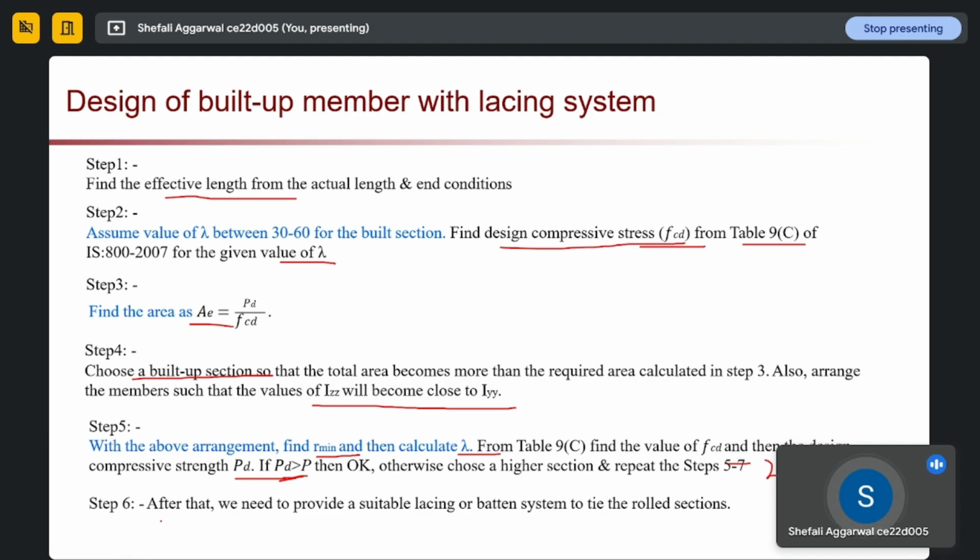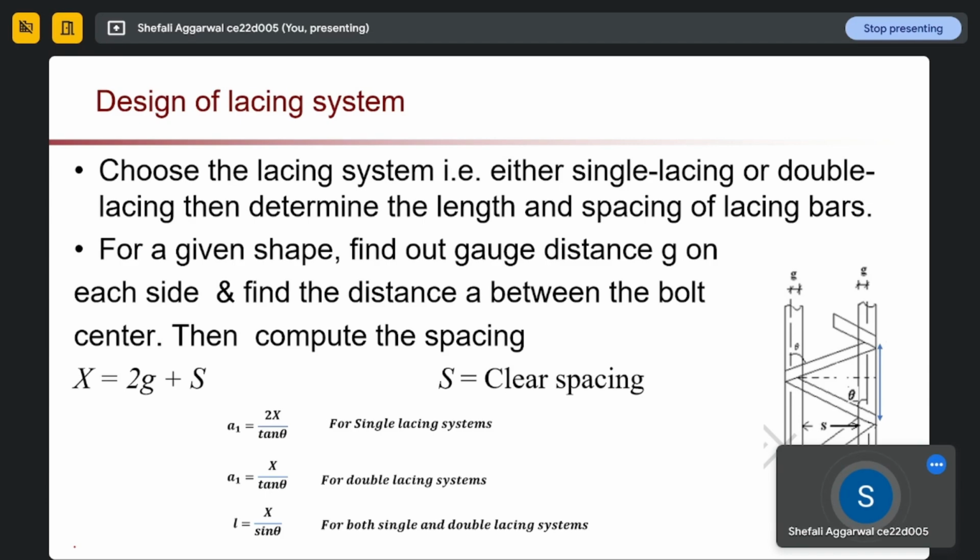Next, based on this, we will provide the lacing system. So next will be how to design a lacing system. For designing a lacing system, first we have designed our compression member for the lacing system. Second, we have to design the lacing system.